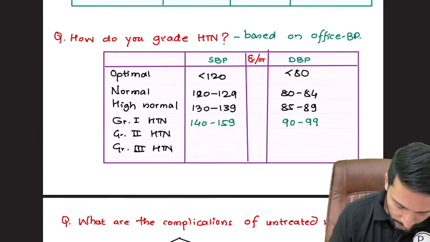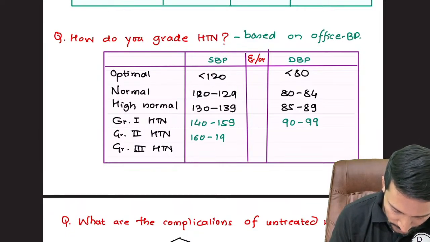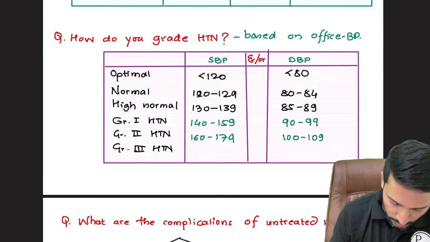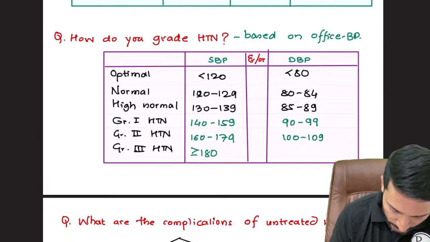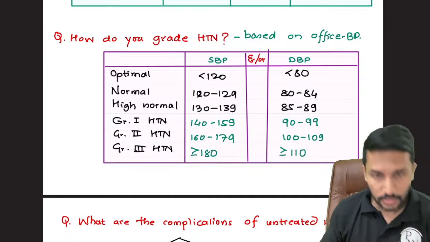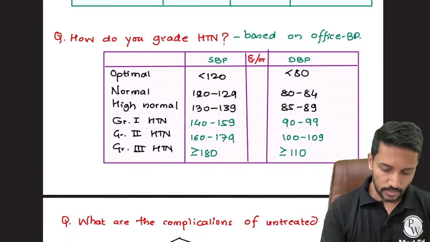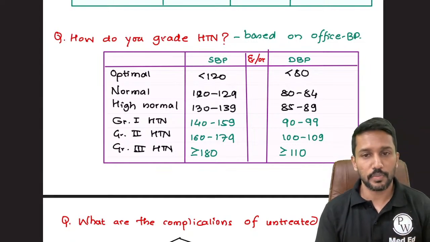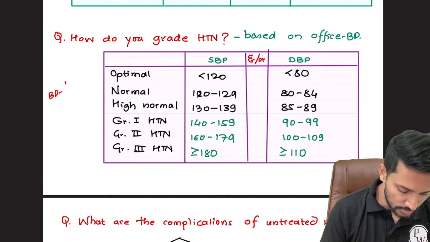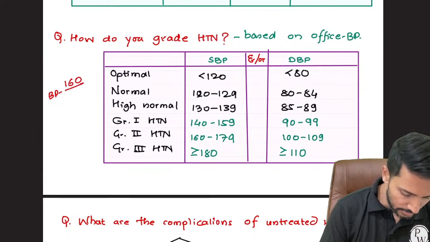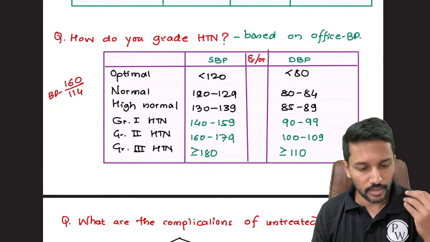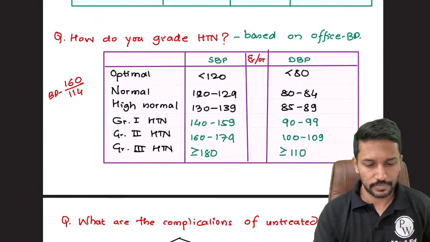For grade 2, it is 160 to 179 and 100 to 109. And when your BP is more than or equal to 180 systolic and/or more than or equal to 110 diastolic, we will call it grade 3. Now I will give you a value. You should tell me what grade of hypertension you would think of. Office BP: systolic is, let me say, 160 and diastolic is 114. So what grade of hypertension is it? Look into the table and give me the answer.